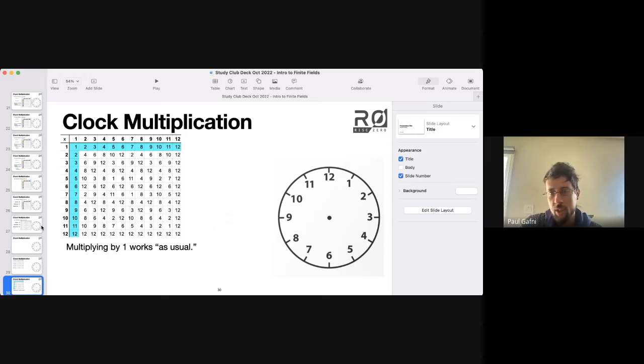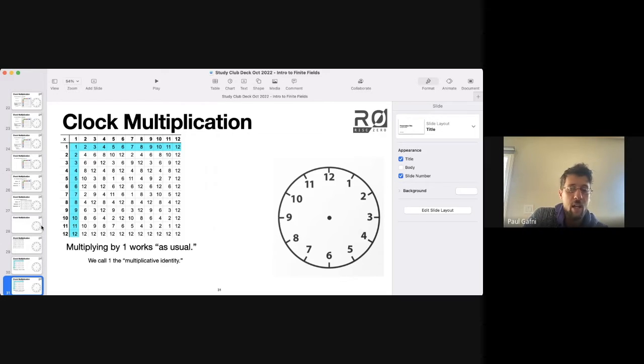Multiplying by 1 works as you would expect on this clock, right? The numbers in this first row and first column of the multiplication table are exactly the same, because multiplying by 1 doesn't change anything. We call it the multiplicative identity. It leaves things the same. And 1 is our usual multiplicative identity.